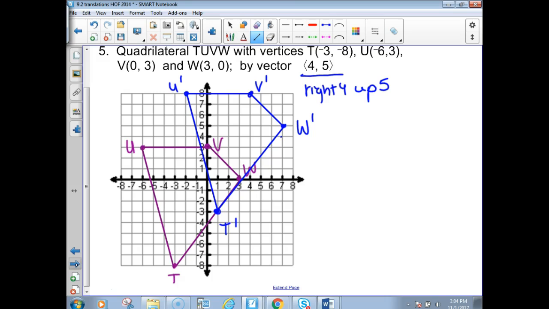That didn't ask me to list the points, so I didn't do it. But that would be like adding 4 to the x's and adding 5 to the y's.